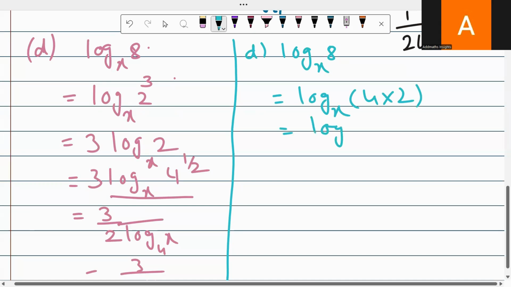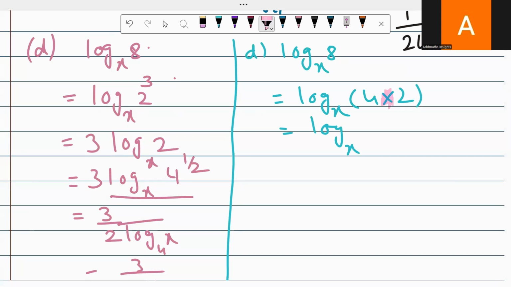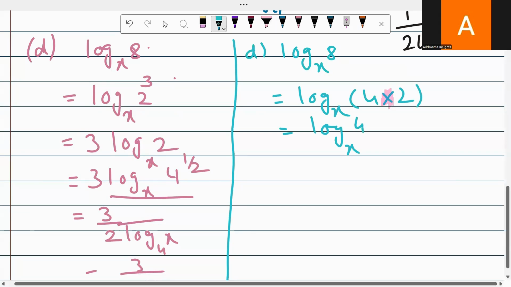4 times 2 means you apply laws of logarithm. There is a multiplication sign between these two numbers. So when you apply laws of logarithm, you can write it as log x4 plus log with base x2. And now you can change it.